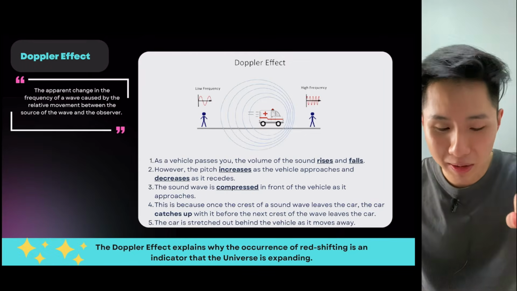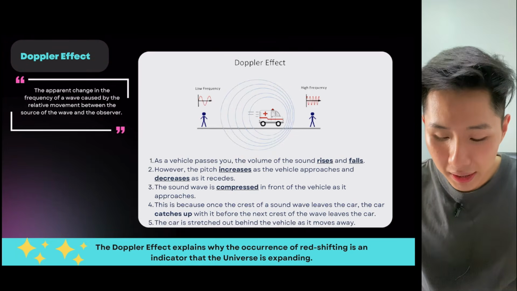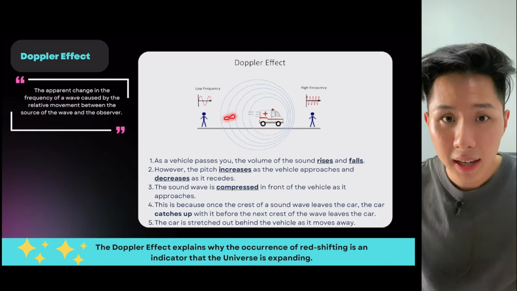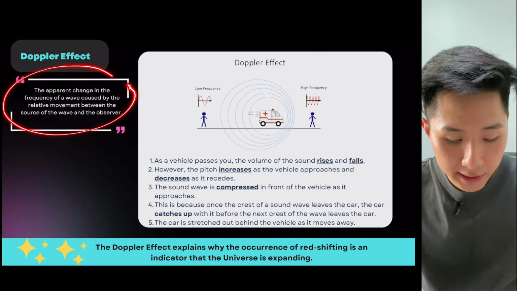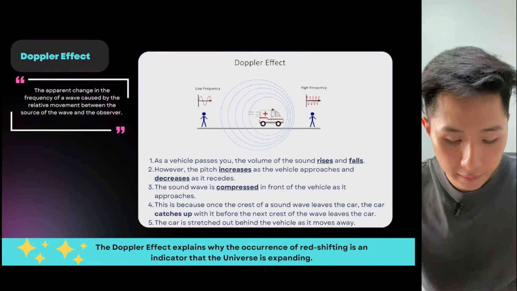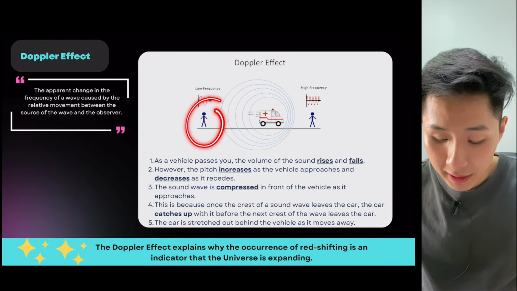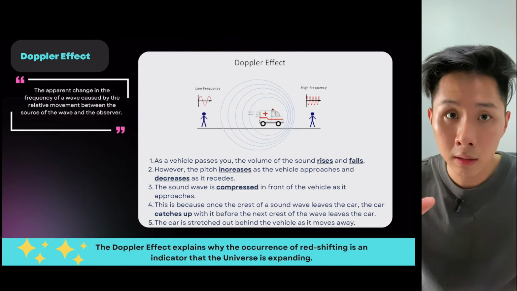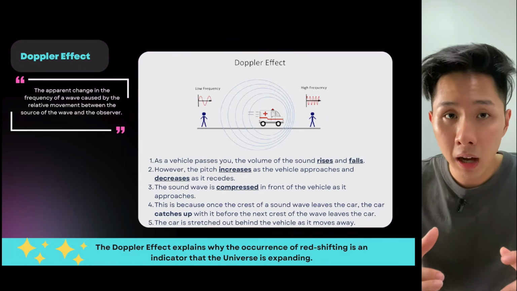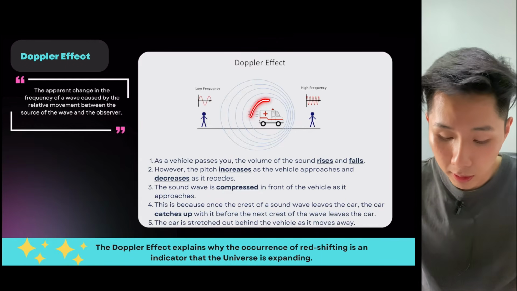And the third concept you need to know is called the Doppler effect. This is related to the redshifting. I'll just define it: the apparent change in the frequency of a wave caused by the relative movement between the source of the wave and the observer. So imagine this guy standing here, and as the ambulance passes by, he will hear a sound like "Eeeeeing." That's the sound that we hear when a car passes us, and that's because of the Doppler effect.